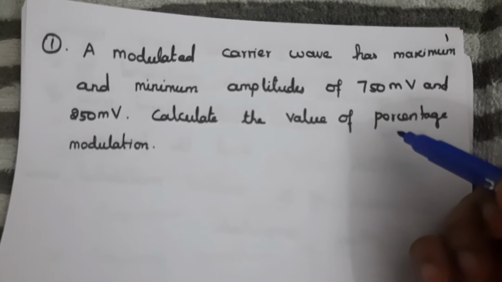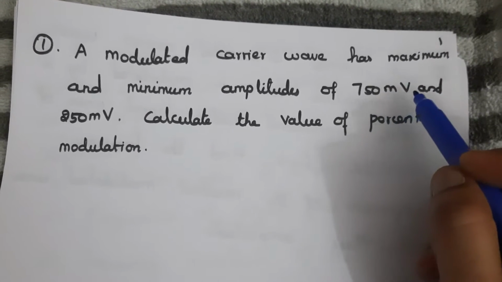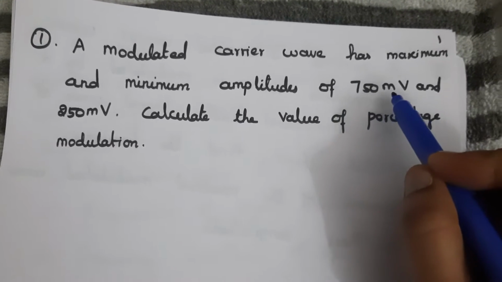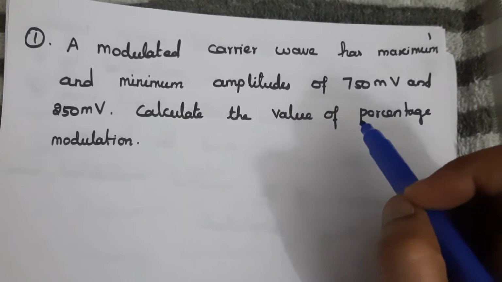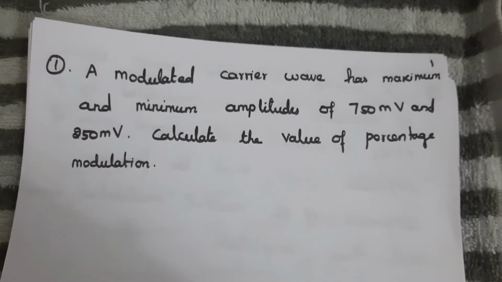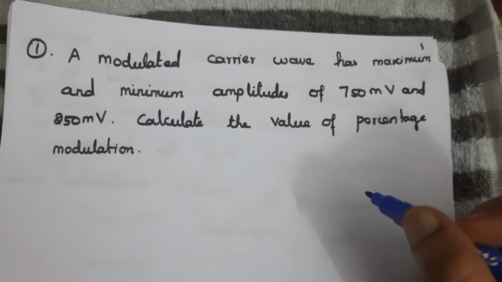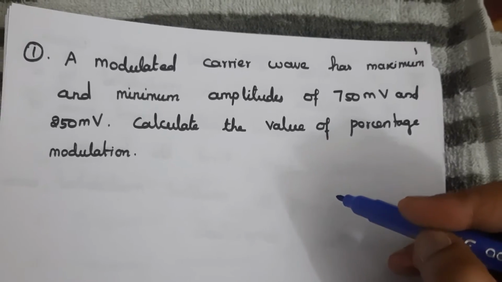So first question, a modulated carrier wave has maximum and minimum amplitude of 750 millivolt and 250 millivolt. So maximum amplitude is 750 millivolt, minimum amplitude is 250 millivolt. Calculate the value of percentage modulation. And the theory part, all the equations we have solved in the previous video. So if you want the theory part, study the previous video.